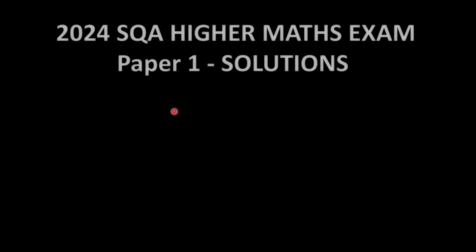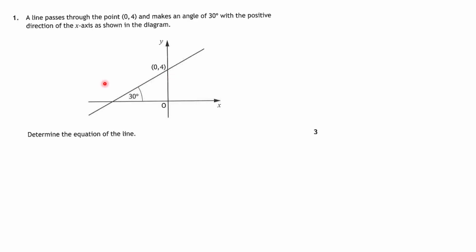In this video, I'm going to go over the solutions to 2024 SQA Higher Maths Exam Paper 1. Question 1. Here's a diagram of a straight line. It passes through the point (0, 4) and makes an angle of 30 degrees with the positive direction of the x-axis. We want to determine the equation of the line.